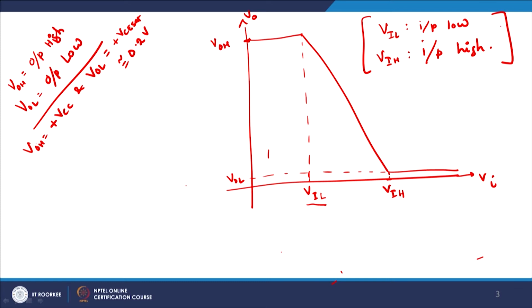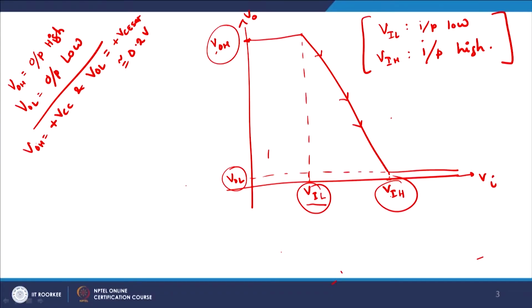So I get 4 conditions or 4 biases: VOH, VOL, VIL and VIH. VIL and VIH are input low and input high. Input low primarily means that this is the maximum value of your input in the low condition when the output will be registered as 1, and VIH is the minimum value in the high condition when the output will be read as 0. So you have to be very careful about the meaning of VIL and VIH.